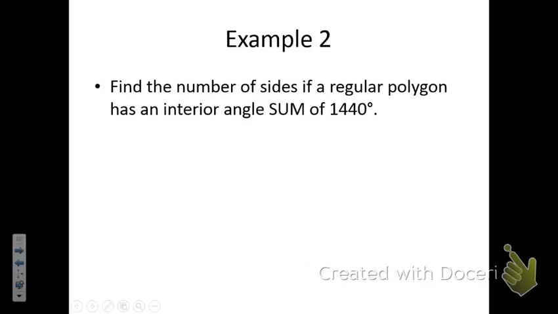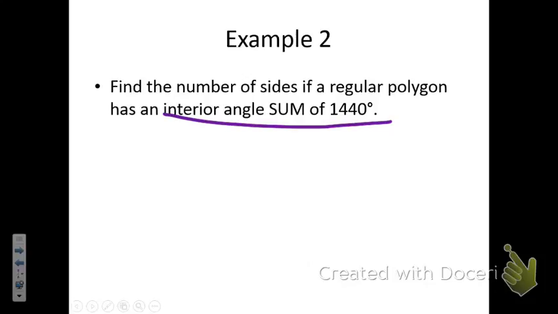So in the second one, it's asking us to work backwards a little bit, because this one is telling me that I have some polygon and we don't know how many sides it has. That's what it's wanting me to figure out, is how many sides would I have to have. But what we do know about it is that it has an interior angle sum of 1,440. So that's going to be important to us. Any ideas on maybe how I could figure this out?